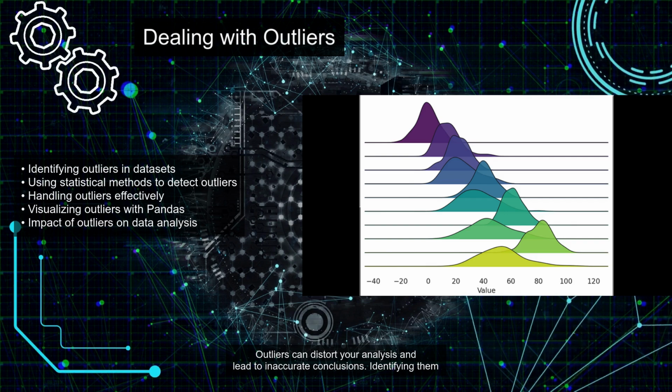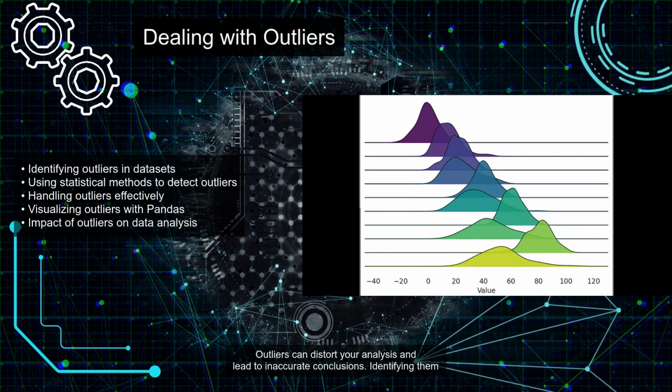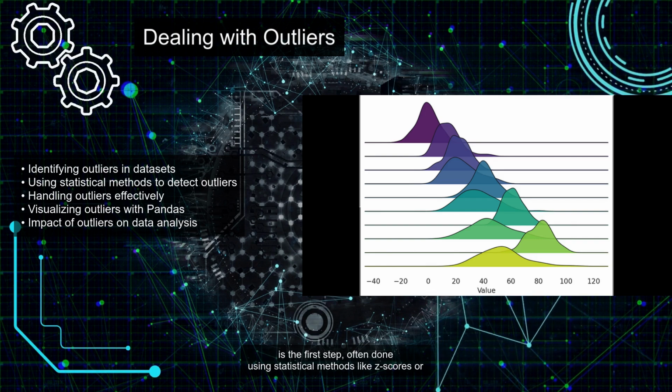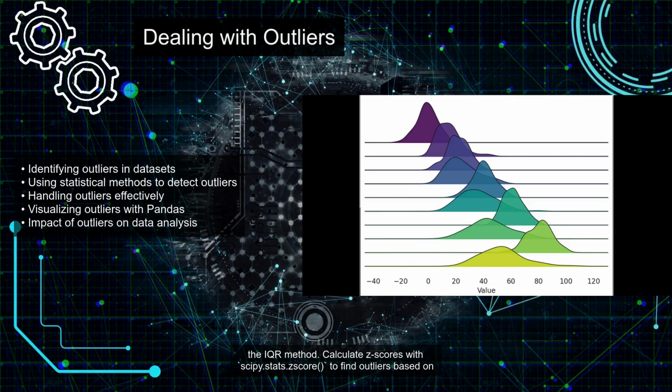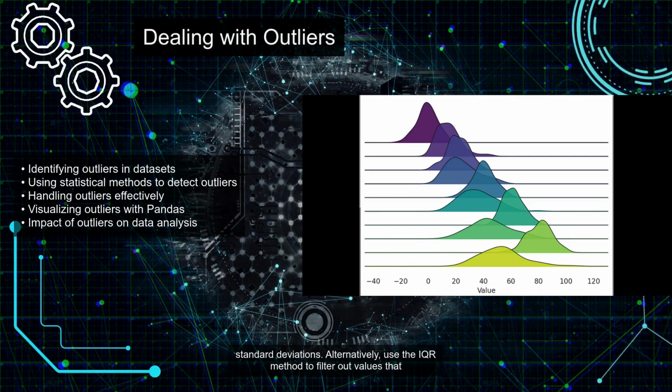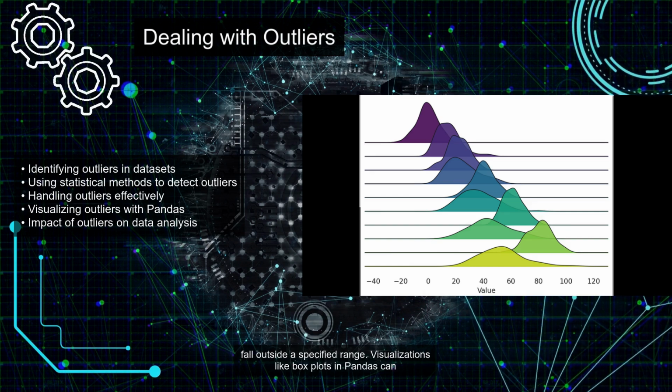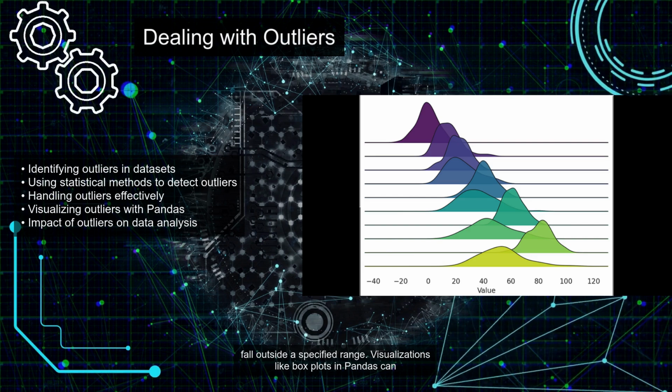Outliers can distort your analysis and lead to inaccurate conclusions. Identifying them is the first step, often done using statistical methods like z-scores or the IQR method. Calculate z-scores with scipy.stats.zscore to find outliers based on standard deviations. Alternatively, use the IQR method to filter out values that fall outside a specified range.